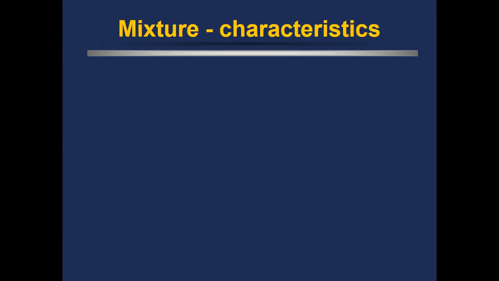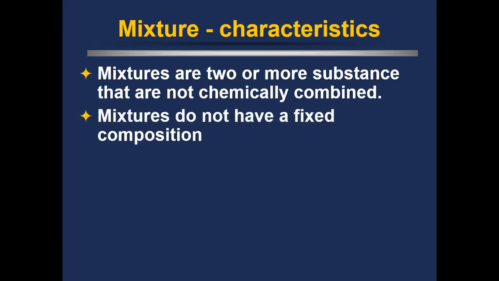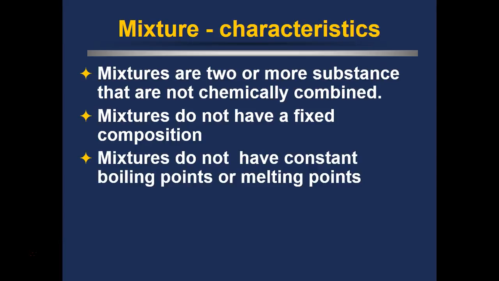So we've talked about pure substances. Now let's talk about something that's not pure, like a mixture. Mixtures have two or more substances that are not chemically combined. They're just kind of next to each other, and again, we're thinking in really small terms here. Mixtures don't have a fixed composition. There can be more of one substance in the mixture than others. They don't have constant melting points or boiling points, which are physical properties that we will discuss later.